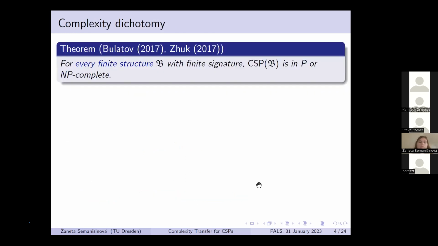What is already known for all finite structures with finite signature is that there was a long-standing conjecture, proved by Bulatov and Zhuk in 2017, which says that the CSP of a finite structure is either in P or NP-complete. Now naturally one would ask, what happens for infinite structures? Can we expect something like this? Is there a reasonable class where we can expect something like this?